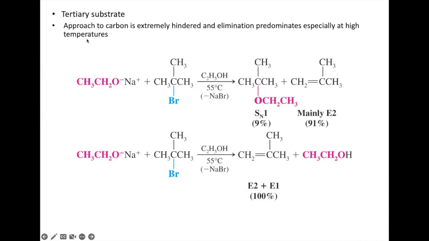Okay, for tertiary substrate, the approach to the carbon is extremely hindered and therefore elimination predominates, especially at very high temperatures. No? So again, you have two possible. Remember, since this is already tertiary, so it will undergo SN1 type of reaction. Okay, so ito yung SN1. So when it undergoes SN1 reaction, you'll only have 9%, but it's also possible to have an elimination product.